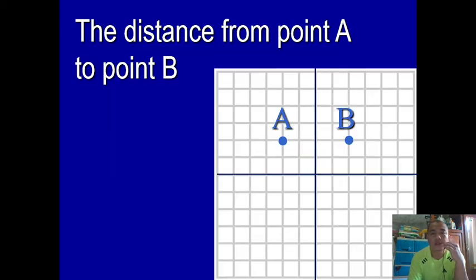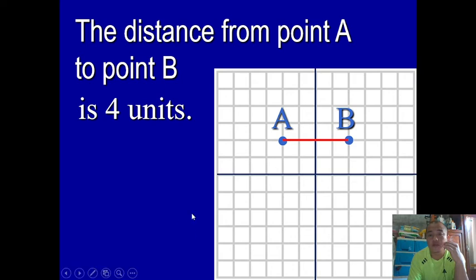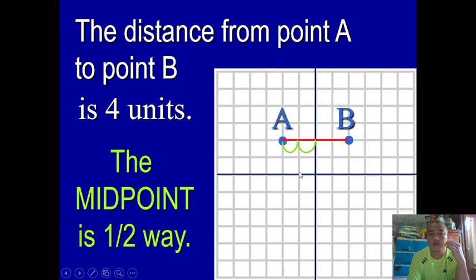Okay, let's continue. The distance from point A to B is 4 units by counting: 1, 2, 3, 4, right? And the midpoint is halfway, at 2.